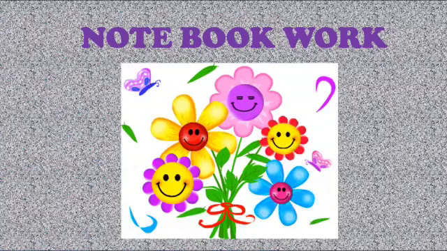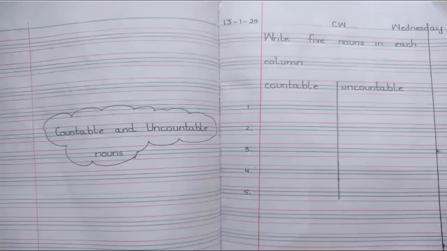It's notebook work time. You have to write 5 nouns in each column. 5 countable nouns and 5 uncountable nouns like this. You have to complete your work neat and clean. You can write any 5 countable and uncountable nouns.